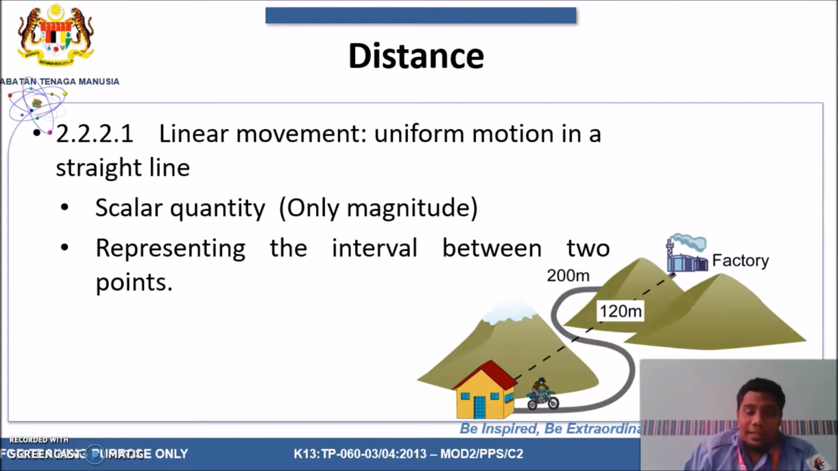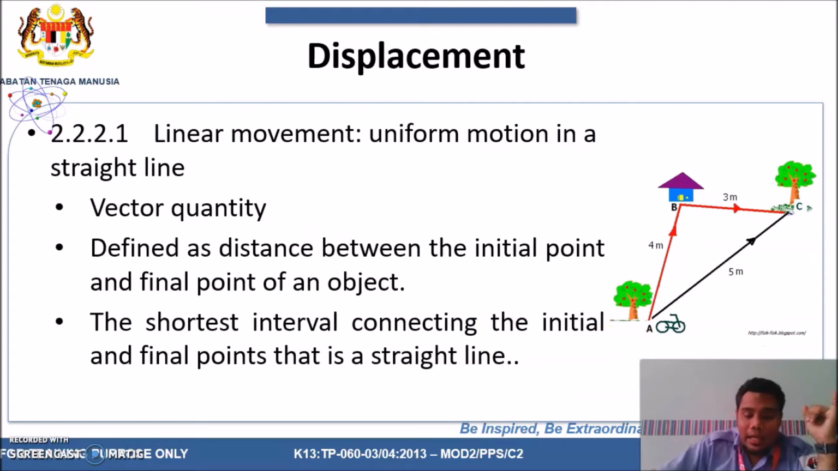Okay, itu distance. Satu lagi ialah displacement. Apa itu displacement? Displacement kalau dalam bahasa Melayu kita panggil seseran. Kalau distance tadi jarak. Yang ni displacement, seseran. Ia ialah vector quantity, which is dia ada magnitude and also direction. Defined as a distance between the initial point and the final point of object.